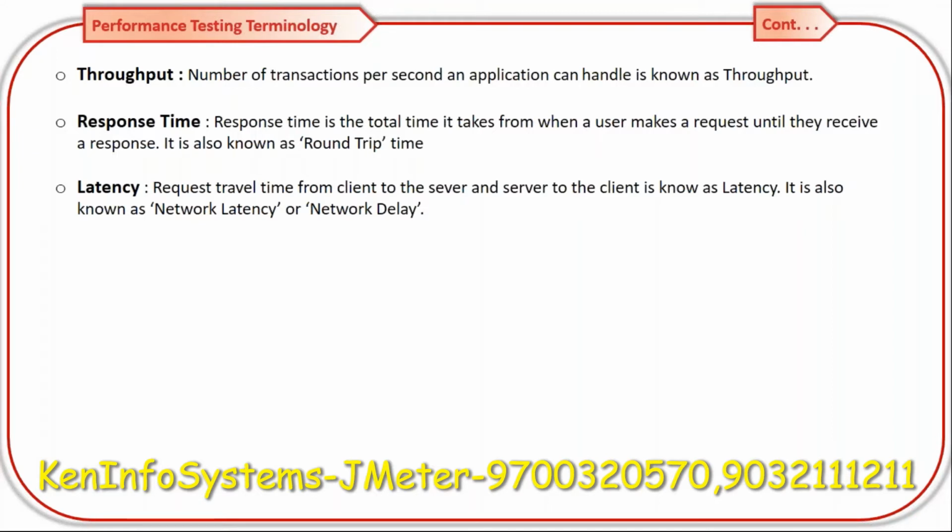If they give transactions per hour, we can easily convert that to transactions per second. We can simply do 1000 divided by 3600 seconds, since in 1 hour we have 3600 seconds. So just divide the transactions per hour by 3600, and we get the transactions per second, TPS. The number of transactions per second an application can handle is known as throughput.